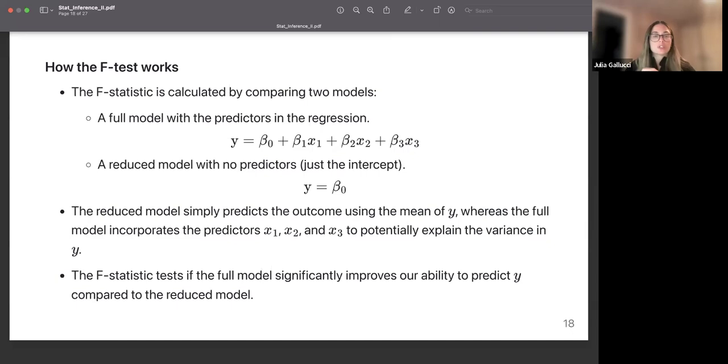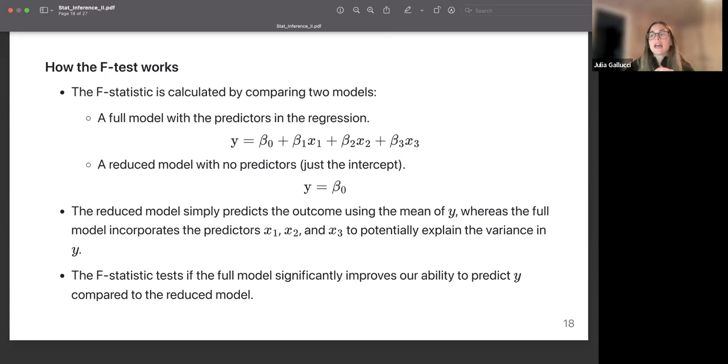And then we have a reduced model. This is a simple model, not including any predictors, just the intercept or the mean value for the outcome variable. So for example, here a model would just predict the average house price for all houses without considering any other factors. So it doesn't consider house size, number of bedrooms, etc.